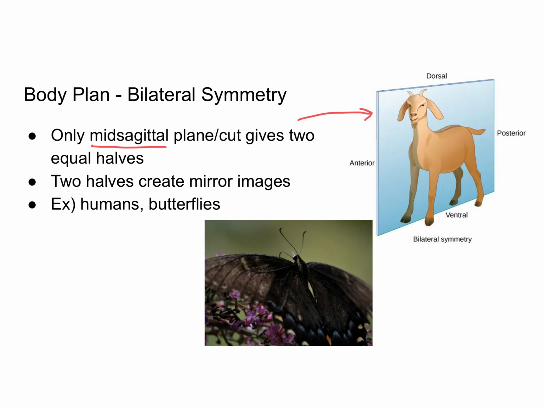Examples are things like humans and other vertebrates. You can see the goat here, and you can see that mid-sagittal plane. This butterfly here, not the greatest picture, could be cut along this one plane, and you would have your bilateral symmetry.